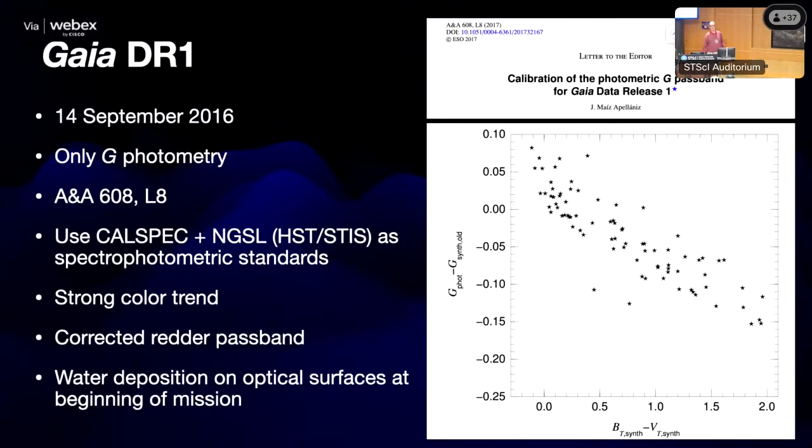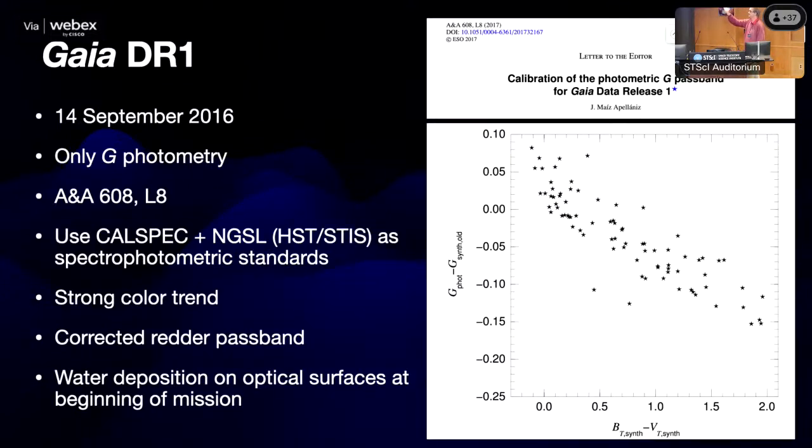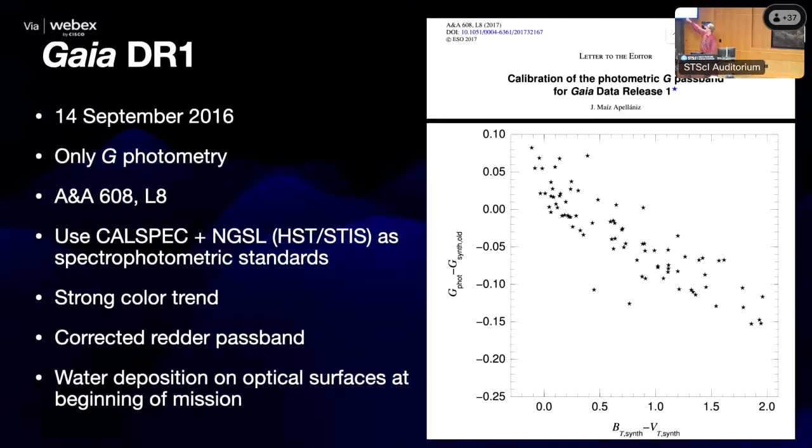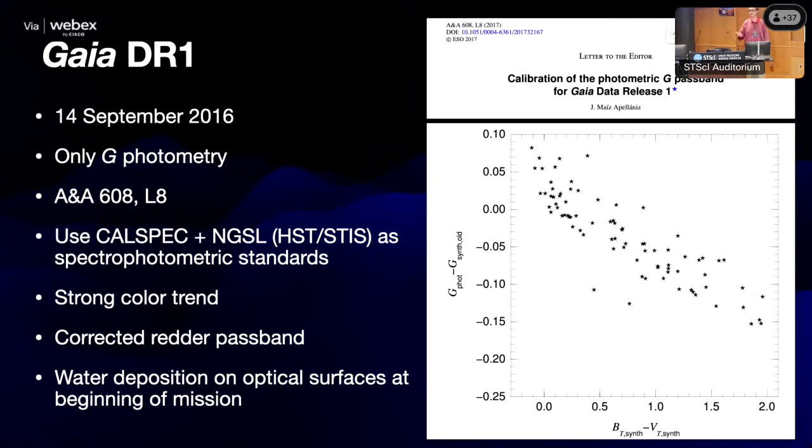When the first Gaia data release came out, I started looking at the data. By the way, in data release 1, there was only G-band photometry. And I realized something: using CALSPEC and the next generation spectral library, which is also done with STIS, as spectrophotometric standards, there was a very strong color trend. When you compare the difference between the observed photometry and the synthetic photometry from Steve's data, and plot it against color, this was Tycho color, you had a trend. This meant, obviously, that the nominal passband was incorrect and needed to be corrected.